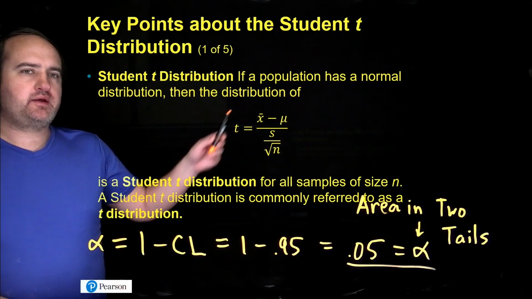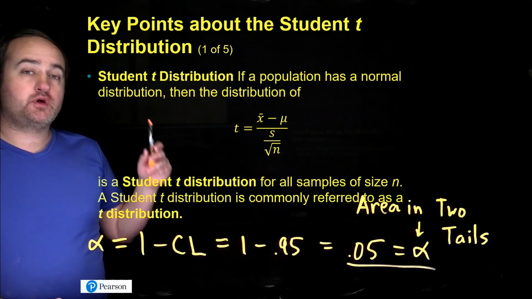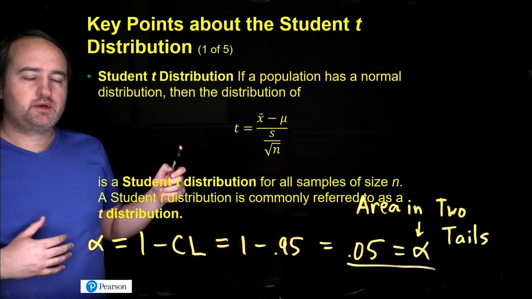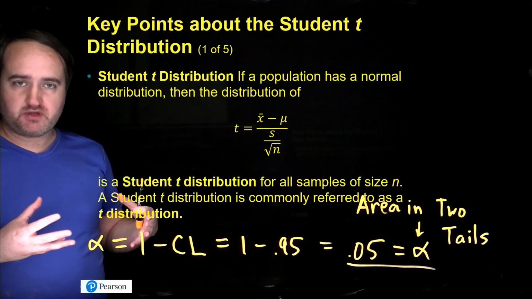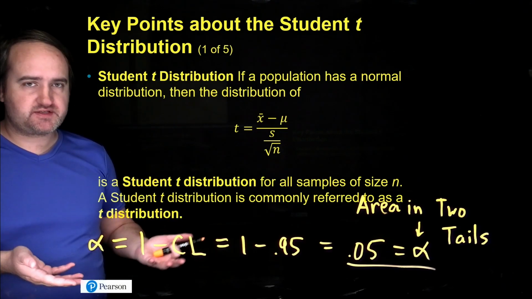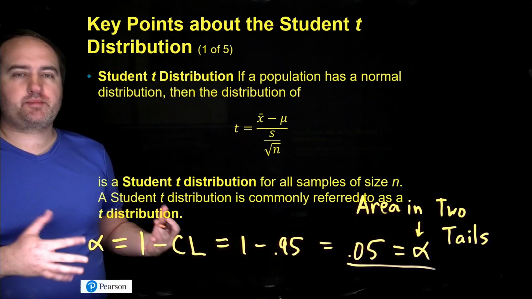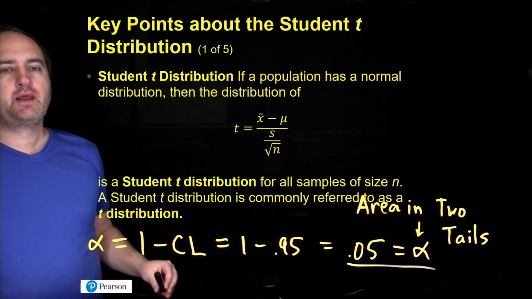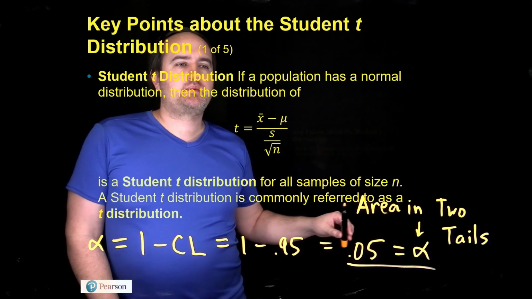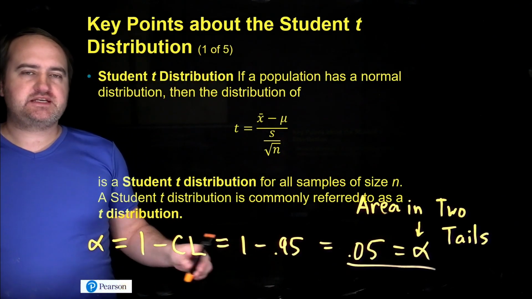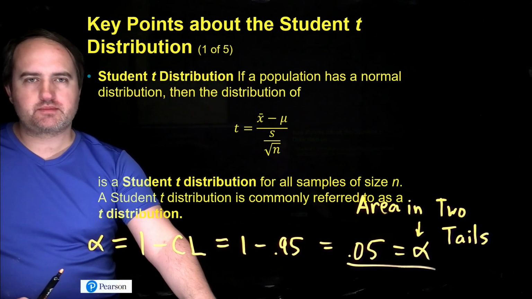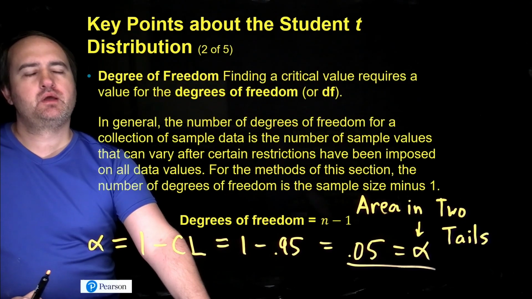The nice thing about it is if you know it's from a normal distribution, your sample size n could actually be quite small, like you might only have 6 data values, but you can still use this, okay, which is what makes it such a useful distribution. A student t-distribution is commonly referred to as a t-distribution. Okay, so I'm just going to call it a t-distribution.